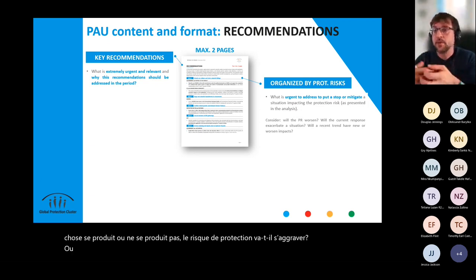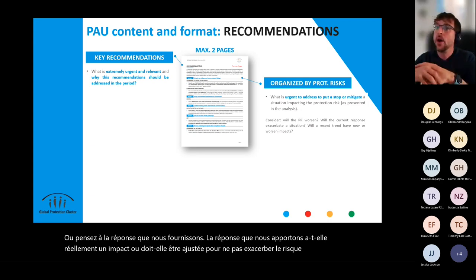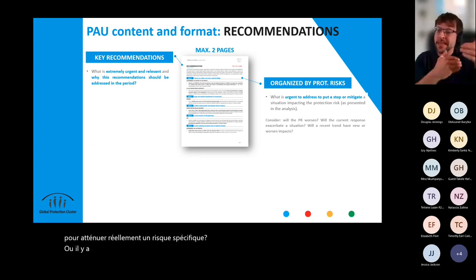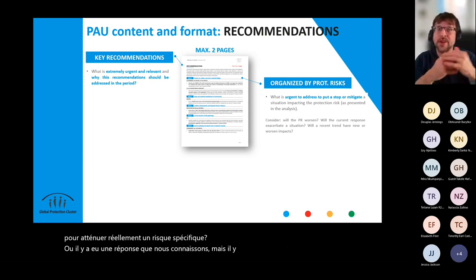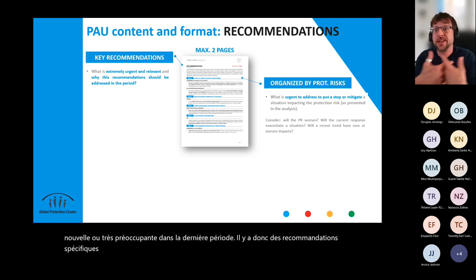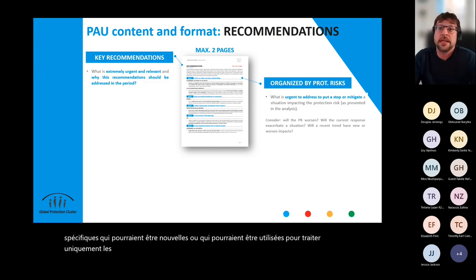Is the response that we are providing actually having an impact, or does it have to be adjusted to not exacerbate existing risk or to actually mitigate a specific risk? Or we know the response we have, but there has been a strange, new or very concerning trend in the latest period. So there are specific recommendations that might be new, or they might be used to address just a specific situation. A sudden eviction, for instance, that normally doesn't happen, but in that period happened.